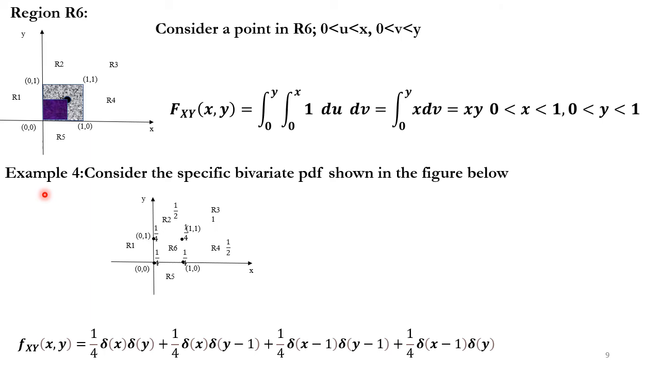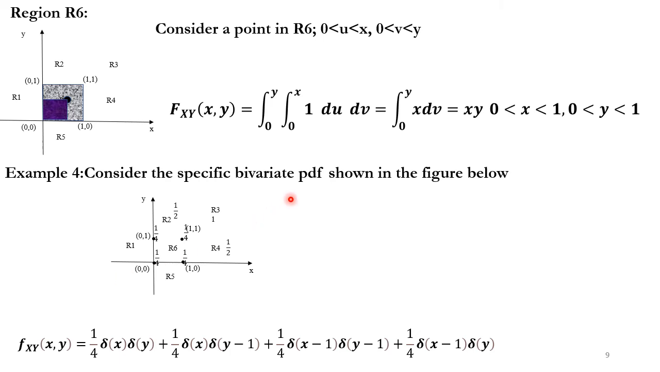We consider region R6. So a point inside this square, and this point is in between 0 to 1. The u value will vary from 0 to x, and the t value will vary from 0 to y. So the CDF is given by the integral from 0 to y, integral from 0 to x, 1 du dt, that gives you xy.